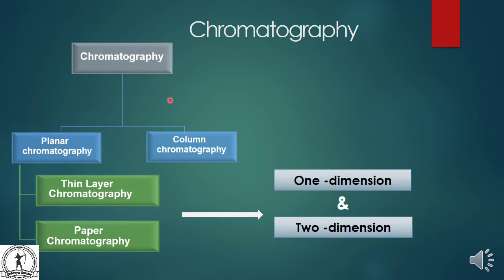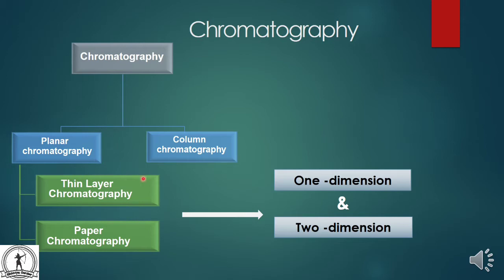In the previous video we discussed classification. You know that based on the dimension of the stationary phase, meaning the physical shape of the stationary phase, chromatography is classified into planar and column. Let's discuss planar chromatography in detail.